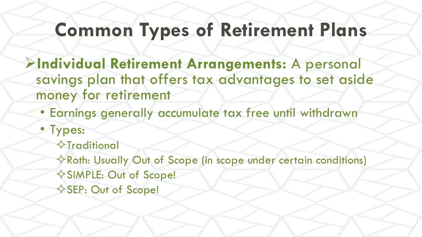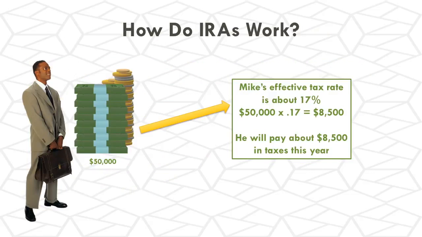I do want to spend a minute here talking about how IRAs work and how they help bring about tax benefits to the taxpayer. So let's just use an example here. We're going to call this guy Mike. Mike earned $50,000 last year, and if you'll remember back to our first session about laying the foundation, we talked about progressive tax rates. An effective tax rate just means how much of his income is he actually being taxed on. So you can average out his marginal tax rate to get an effective tax rate of 17%. So essentially, Mike is going to pay 17% of his $50,000 in federal taxes for the year. So that's about $8,500, right?